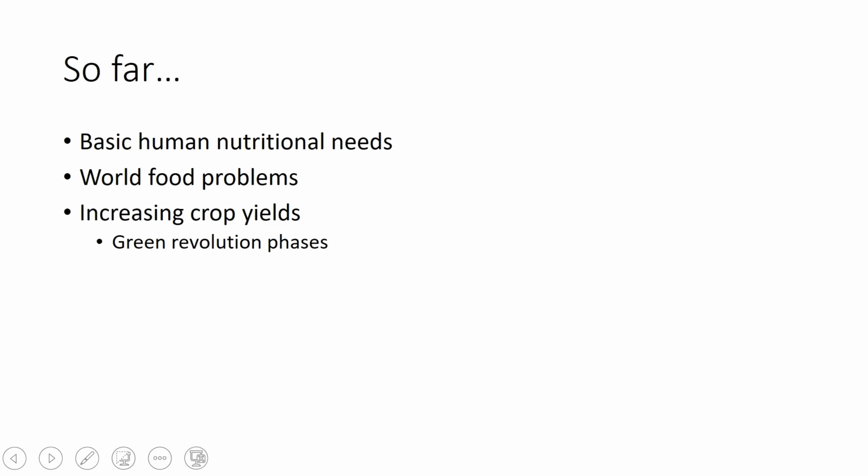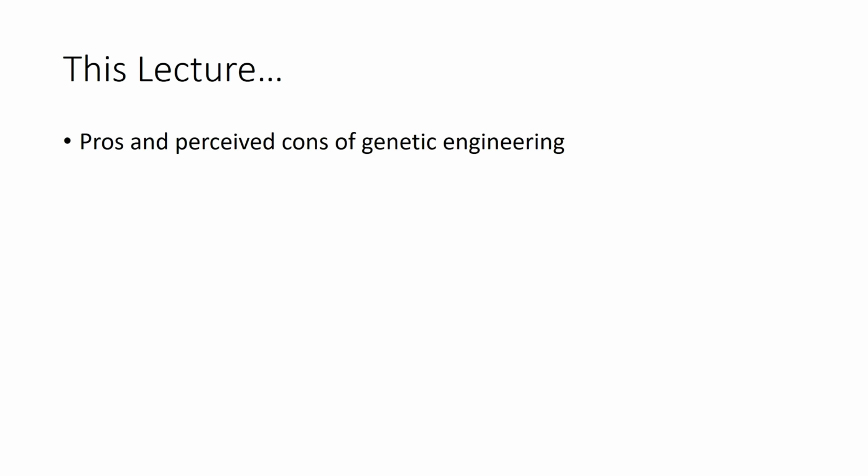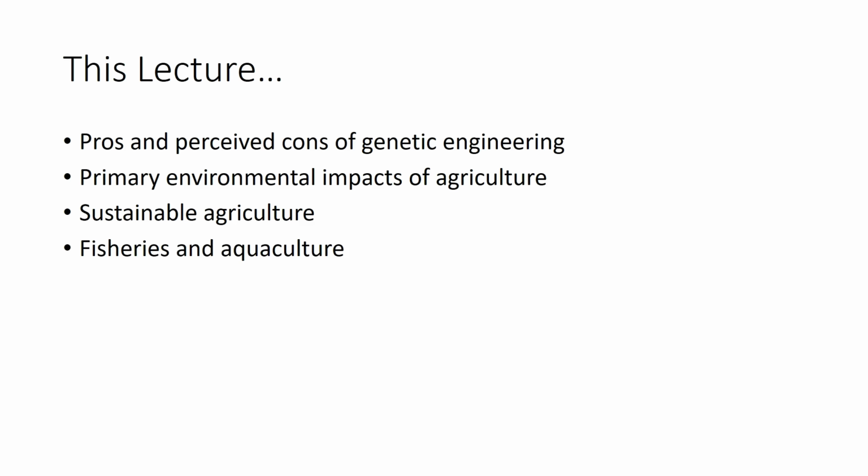Okie dokie. We're back for our third installment in our agriculture unit. So far, what we've discussed is basic human nutritional needs, world food problems, how we've gone about increasing crop yields to avoid that Malthusian catastrophe we talked about, so those green revolution phases. And we talked a lot about livestock production, how we go about feeding livestock and the whole antibiotics debacle involved with that. Okay. This lecture will focus mostly on pros and perceived cons of genetic engineering, the primary environmental impacts of agriculture. We'll talk about sustainable agriculture, and then a bit about fisheries and aquaculture.